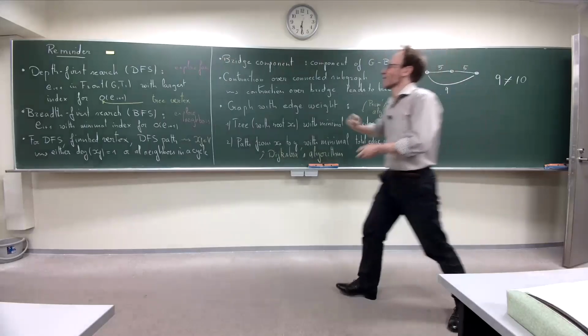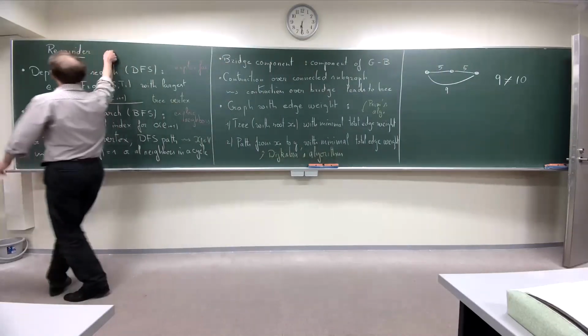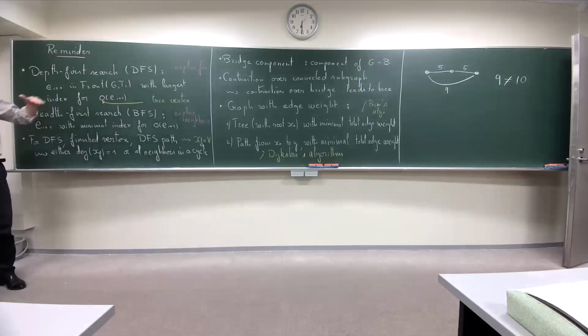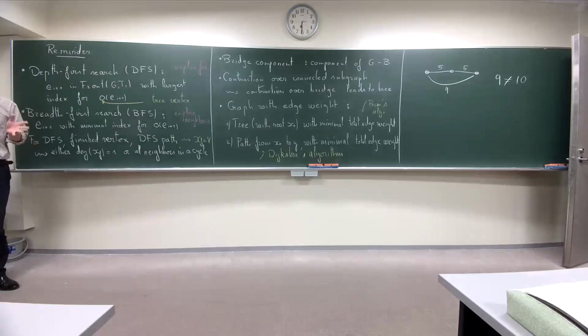Let me first remind you what we have done last week. It's a little bit short because I cannot explain everything again, but what was the idea? We have a big and complicated graph. We want to build a tree inside which goes through all vertices, and it's called a spanning tree.